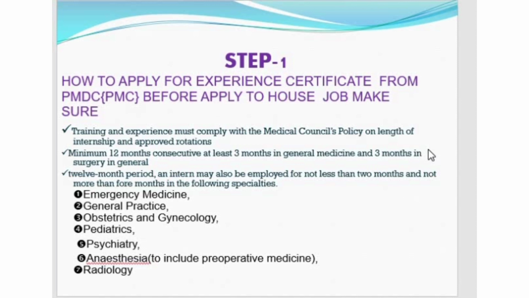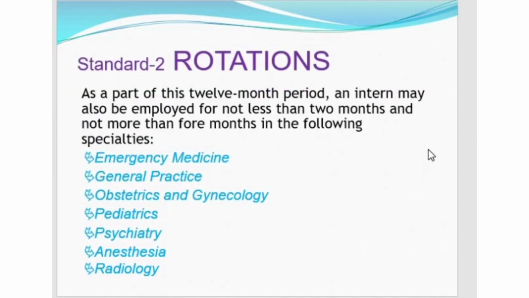Make sure training and experience comply with the medical council's policy on length of internship and approved rotations. Minimum 12 months consecutive, with at least 3 months in general medicine and 3 months in surgery in a 12-month period. An intern may also be employed for not less than 2 months and not more than 4 months in the following specialties: first of all, emergency medicine, general practice, obstetrics and gynecology, pediatrics, psychiatry, anesthesia, to include pre-operative medicine, radiology, and other rotations.